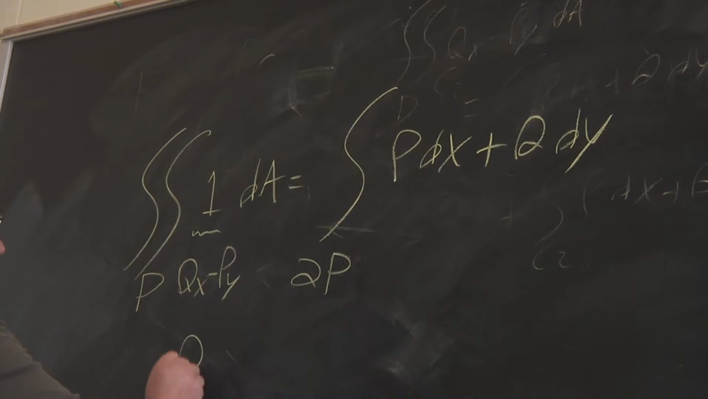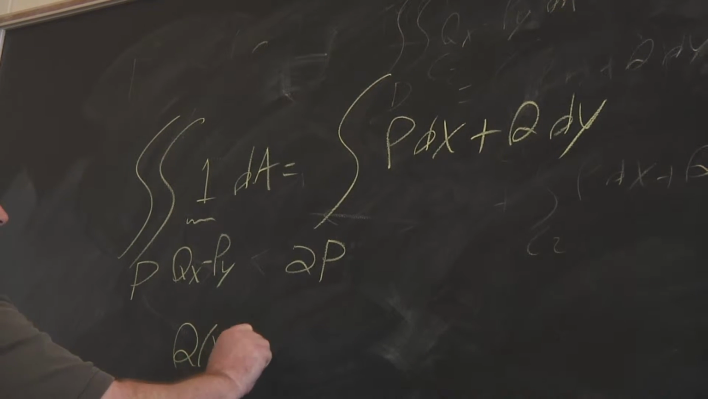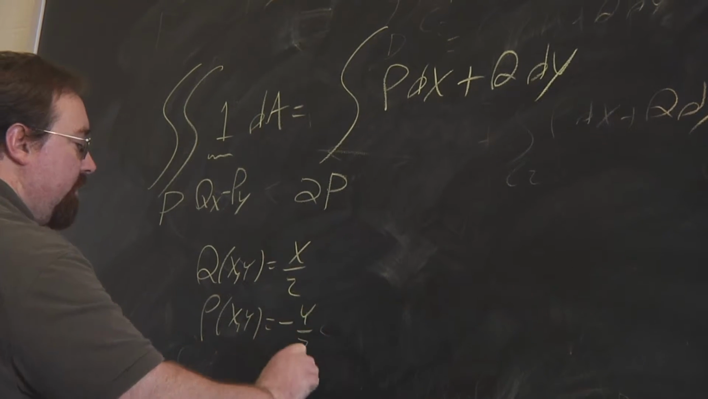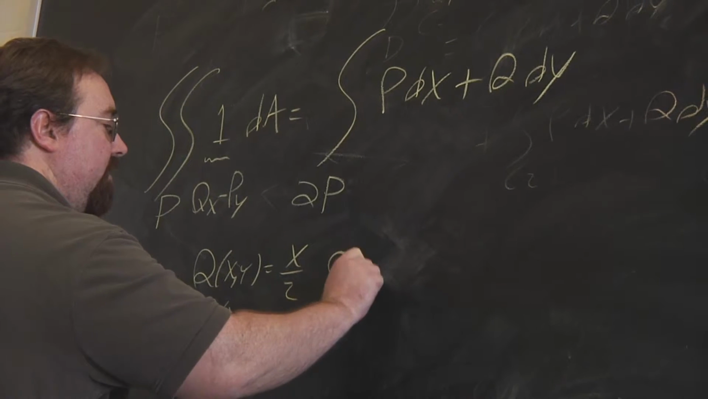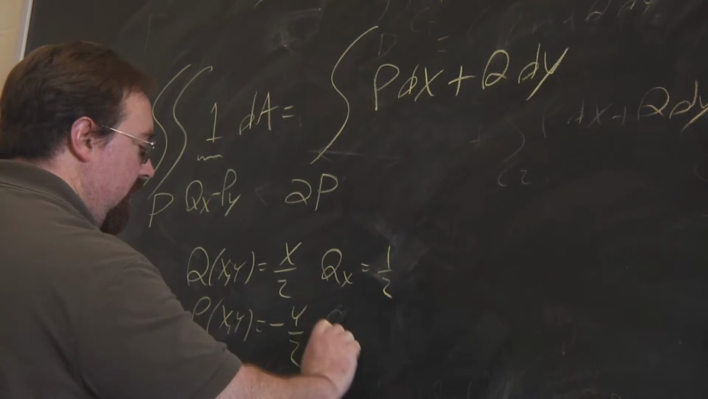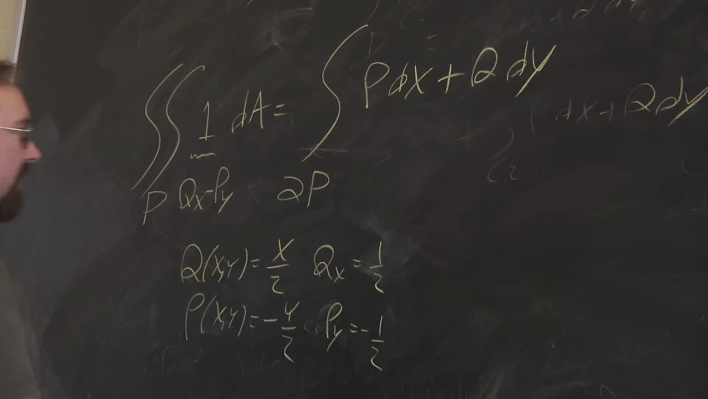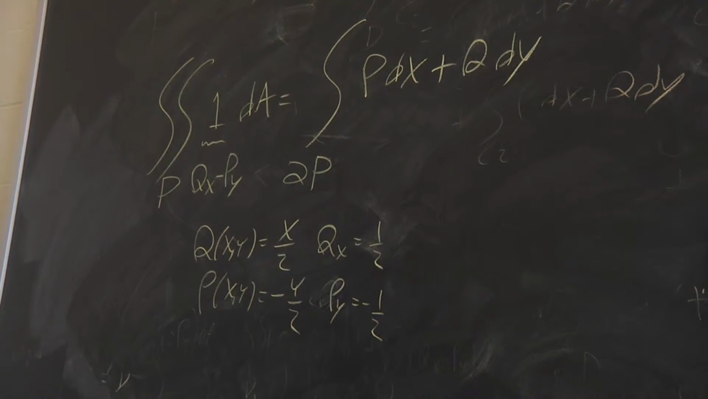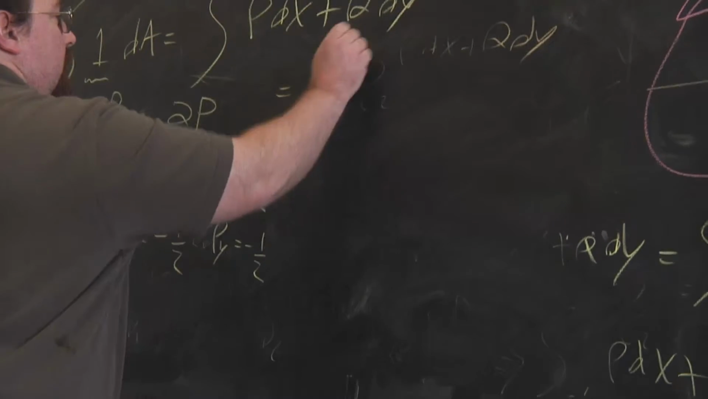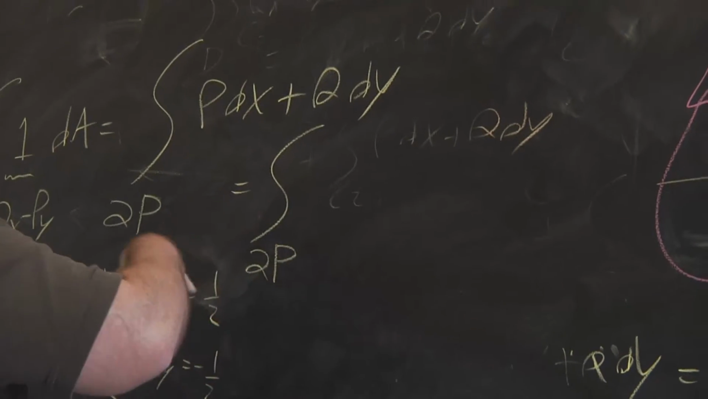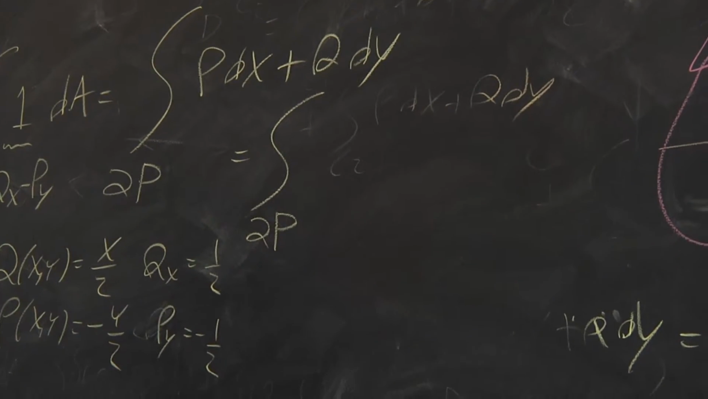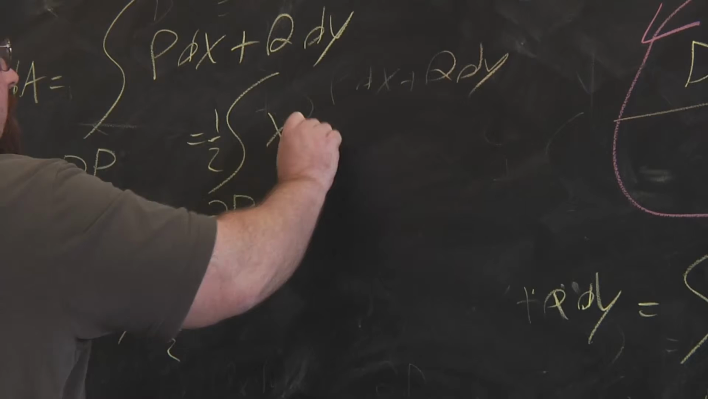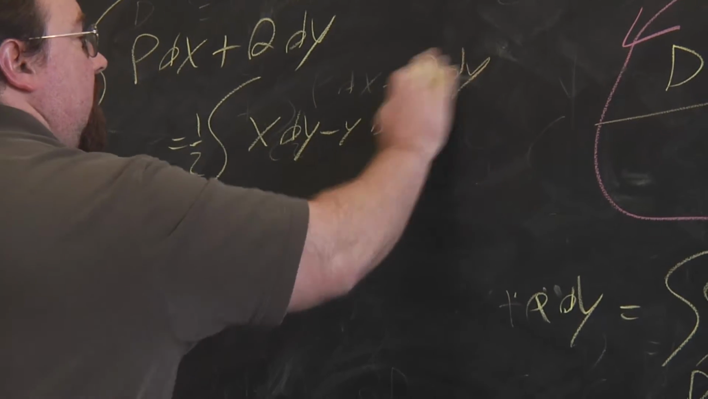We're going to let Q of x,y be equal to x over 2, and P of x,y be equal to minus y over 2. So then Qx is 1/2, Py is minus 1/2, so Qx minus Py turns out to be equal to 1. So now, we want to compute the integral over the boundary of P, so over all of the edges of a polygon, of 1/2 x dy minus y dx.